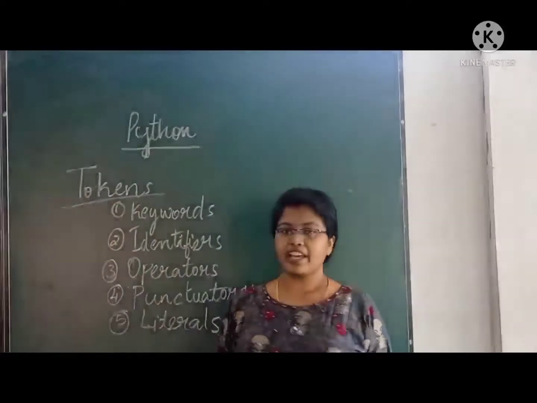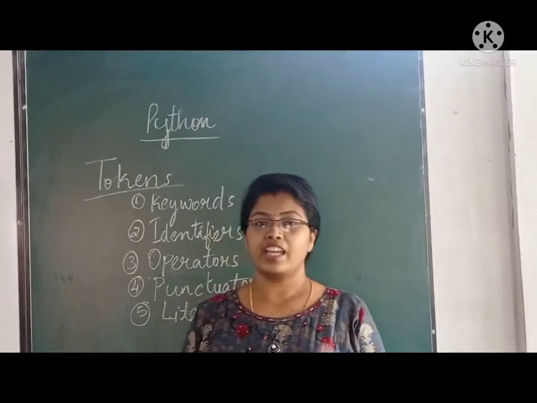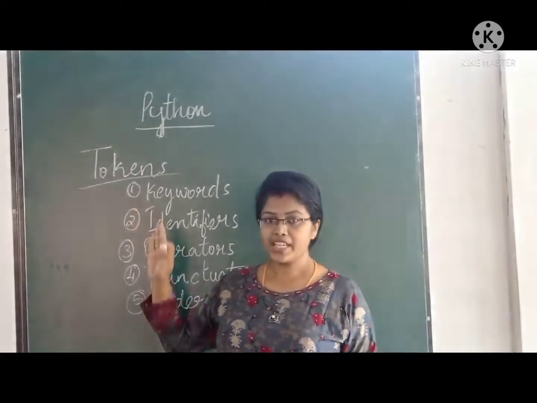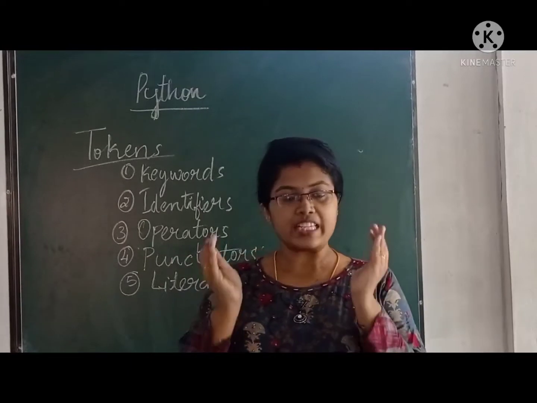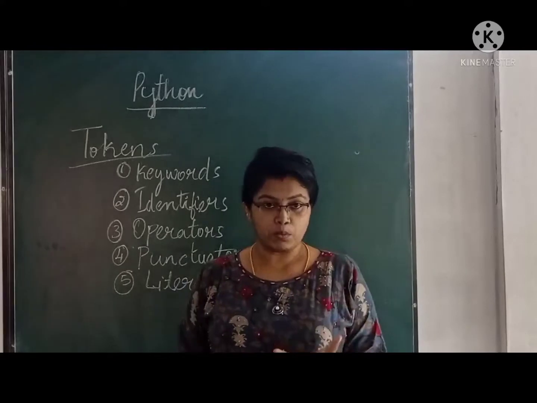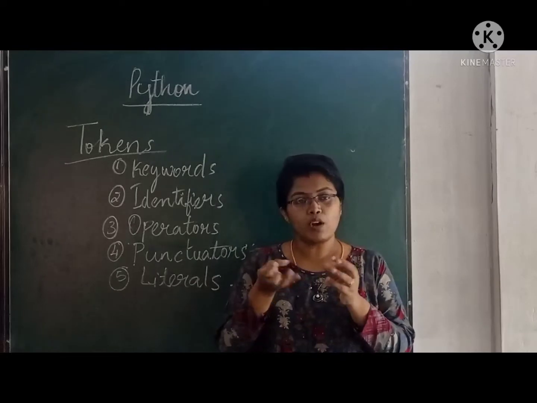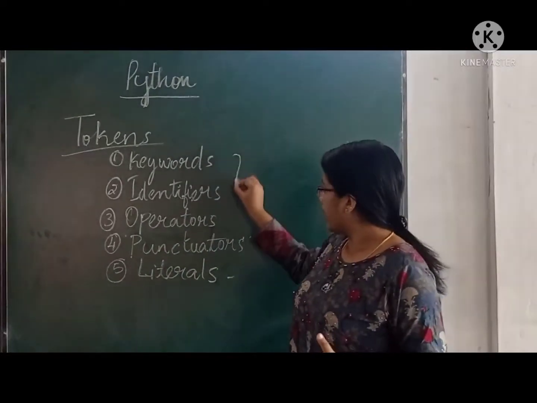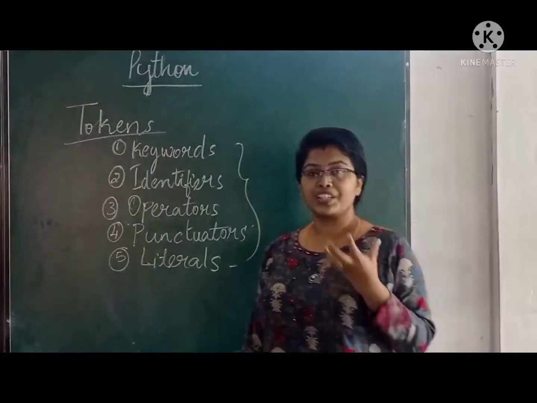Okay, we can start with tokens. The first thing we are going to learn in Python is tokens. Tokens are a very basic thing in every programming language. Tokens are the smallest building blocks, or the smallest individual parts, of a program. If we want to create a program, we need small parts, and with these small parts we create a big program. For that we use many types of tokens.